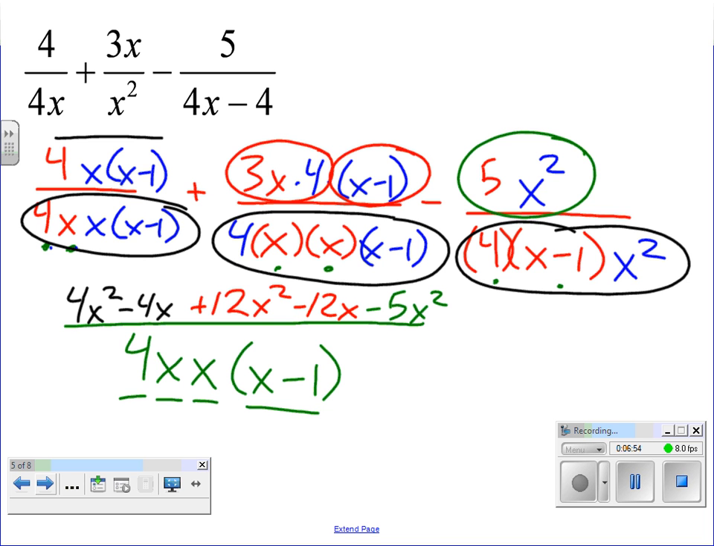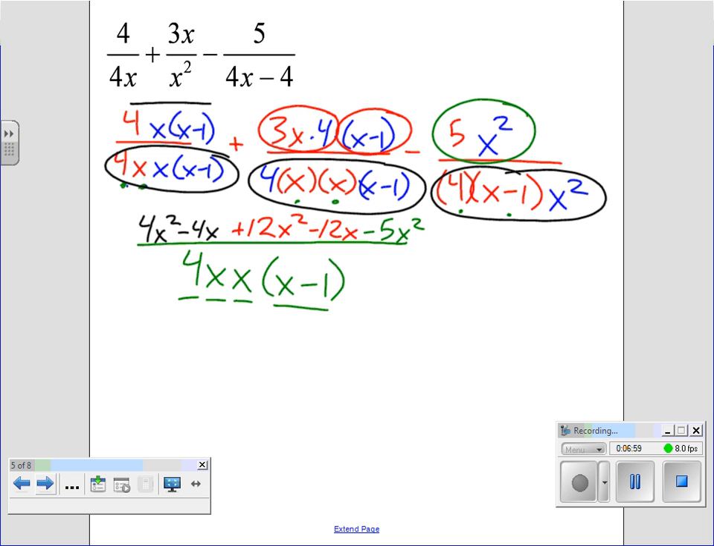Okay. And then the last step, let me just go ahead and move down a little bit if I can. Okay. I'm going to go ahead and combine these together. So what do I have first? We have x squared, so I have one here, I have one there, and one there. Okay. So 4 plus 12, 16, minus 5 is 11. We have 11x squared. Moving on to my x's, negative 4 minus 12 more is negative 16. X all over 4x squared times x minus 1.